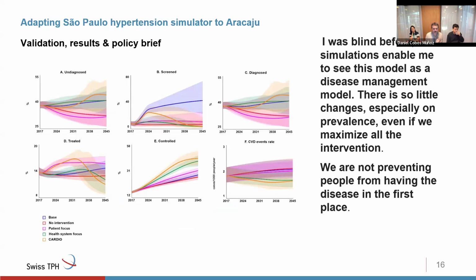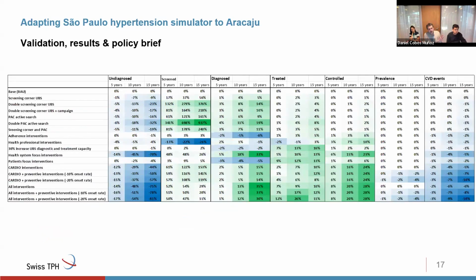Click next, please. So then, just to finalize the part that I wanted to present. This is the type of output that we get from the simulator. You see here in rows different types of policies, different types of interventions: the baseline, double screening, cardio interventions, health system focus interventions. Those are in rows, and then you have the impact on the different parts of the cascade of care in columns. And you see the darker the color, the more impactful it is.